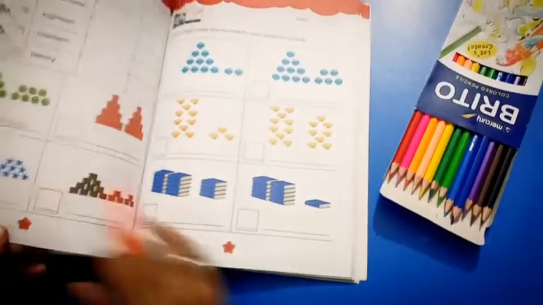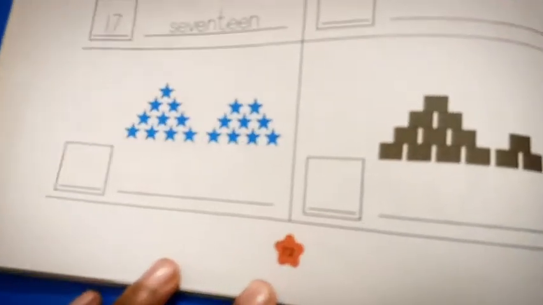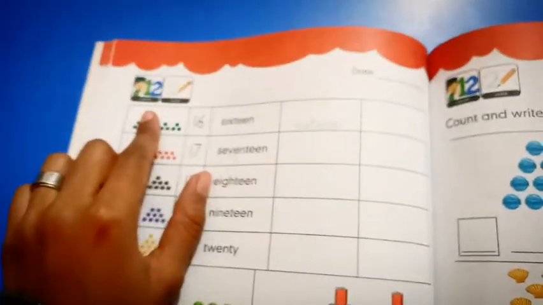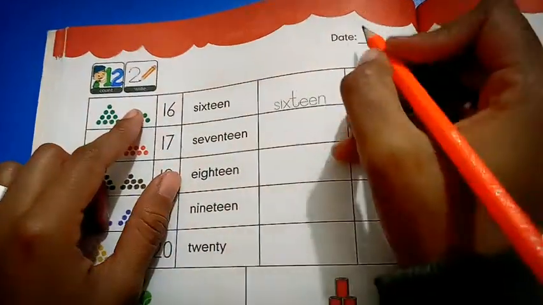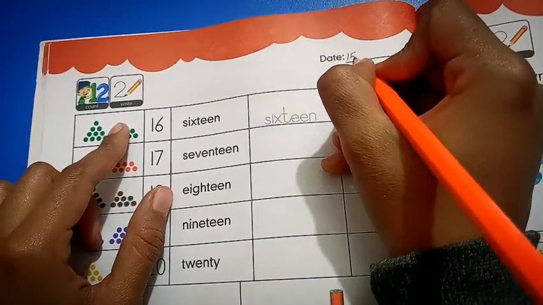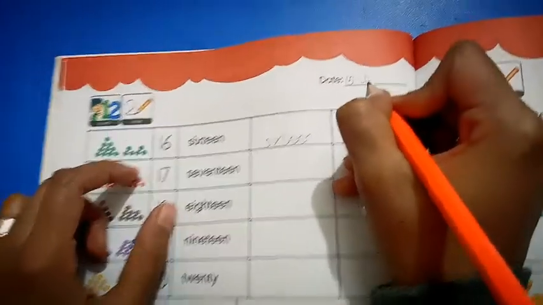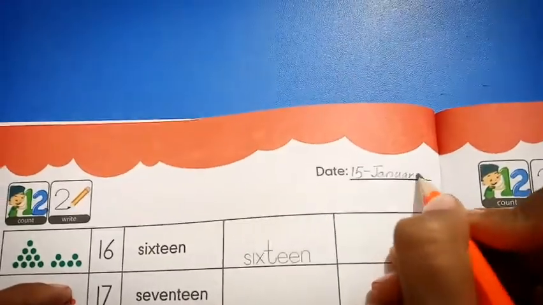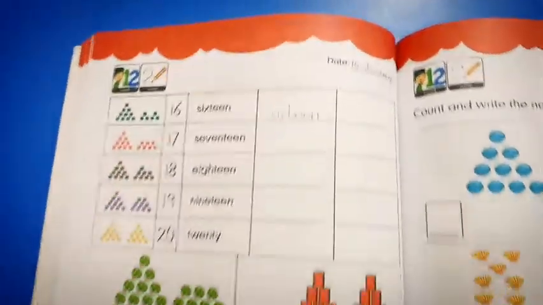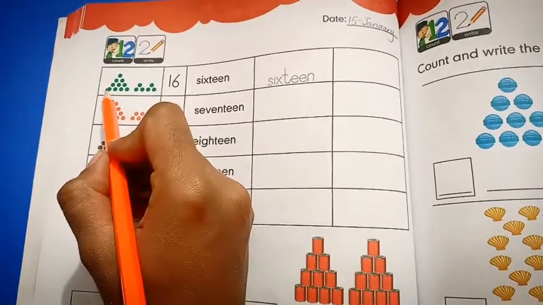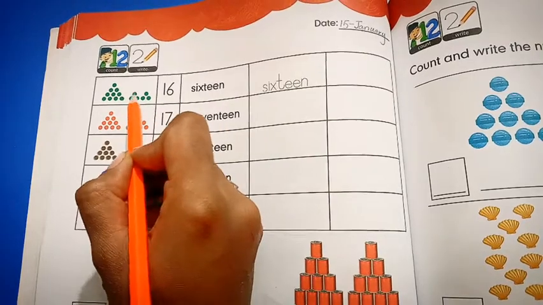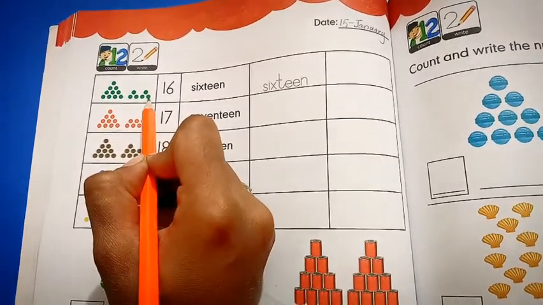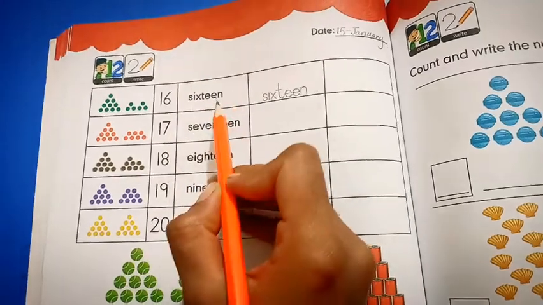Turn to page number 72. The icon says count, write. Mention the date here, 15th of January. One, two, three, four, five, six, seven, eight, nine, ten, 11, 12, 13, 14, 15, 16. 16.